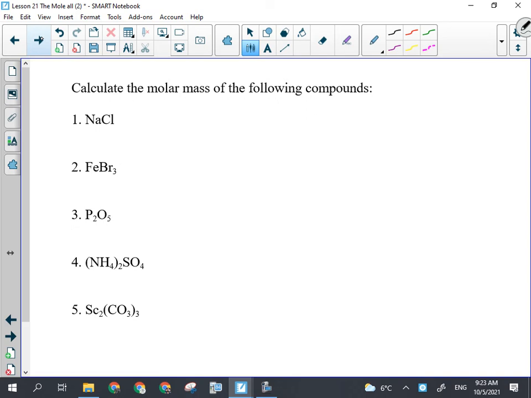I want you to calculate the molar masses of these 5 things. I'll give you a few minutes to get ahead of me, and then we'll walk through it together. They go from easy to a little less easy.